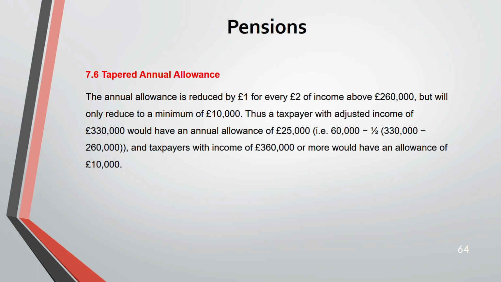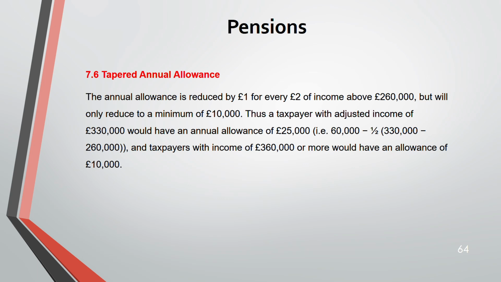Your annual allowance will be 25,000. And if you have an adjusted income of 360 or more, your allowance will be 10,000, always 10,000. Why? Try it out by yourself and check. Put 360 as your adjusted income, deduct 260 from it, take half of it and deduct from 60,000 and check. And check with 370, 380 like that and see. The amount is reducing by more than 10,000. That's why the limit is fixed to 10,000. Beyond that, it can't fall.